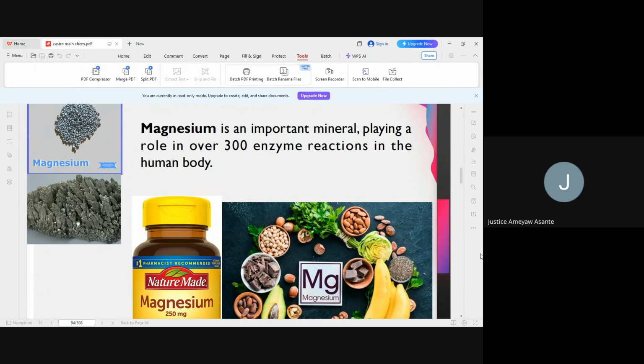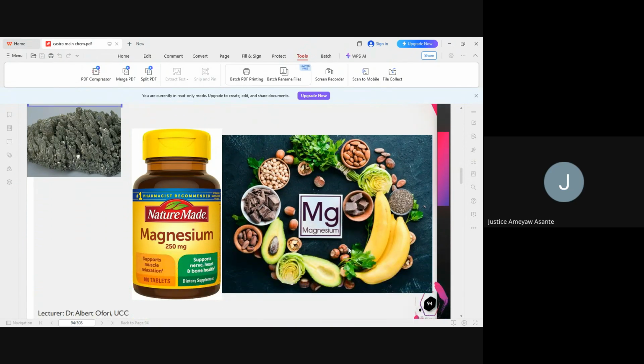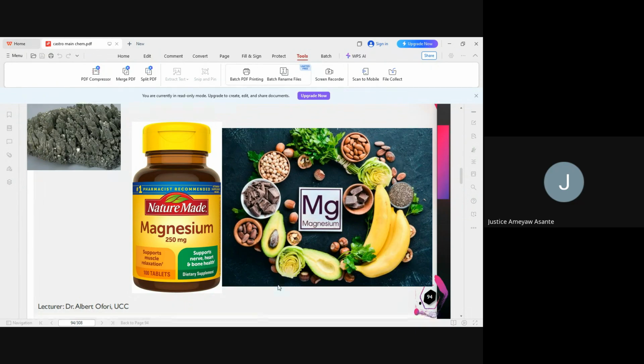Okay, so these are the fruits and nuts that we can get magnesium from. When you eat banana, you have a lot of magnesium there. We have pear, we have lettuce and all other things, cabbage, granules, dates, and all sorts of things. We can also get them in capsules or tablets.